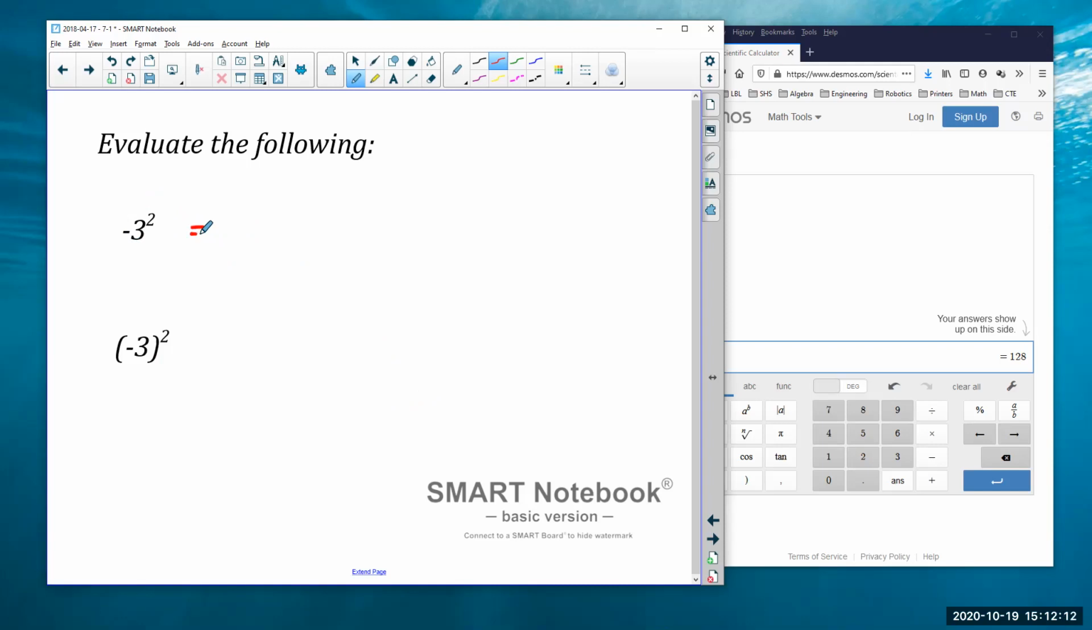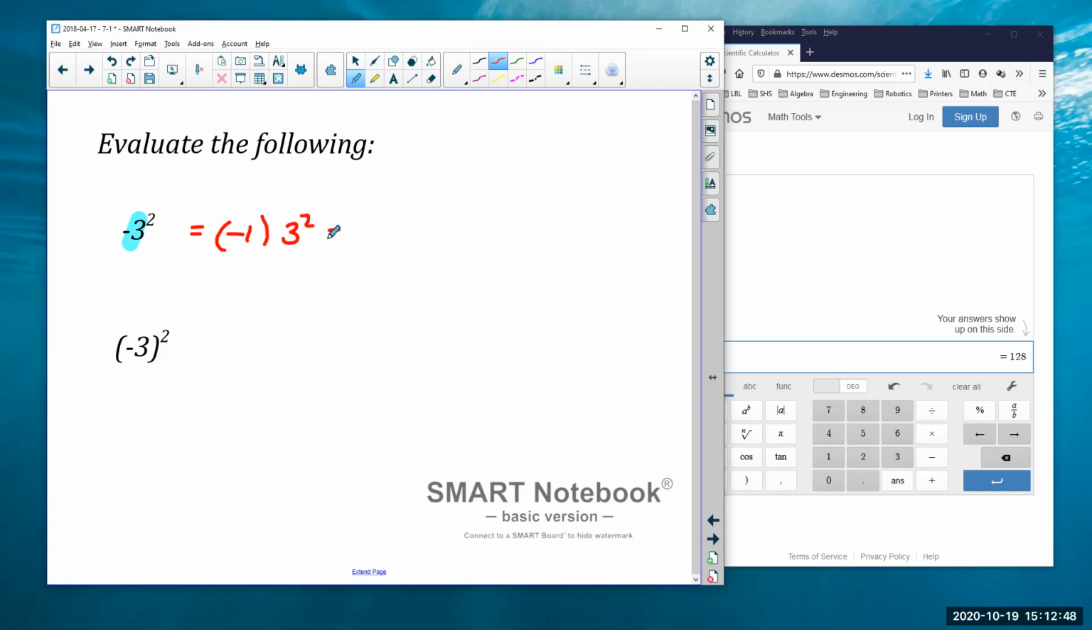What this means is order of operations: we do parentheses and then we do exponents. There are no parentheses here, but this 2 is our exponent. And what's being raised to the 2nd power? In this case, it's just the 3. The negative means -1 times that, or the opposite of that. So this is the opposite of 3 squared, or -1 times 3 squared. The -1 is not being squared, but the 3 is being squared.